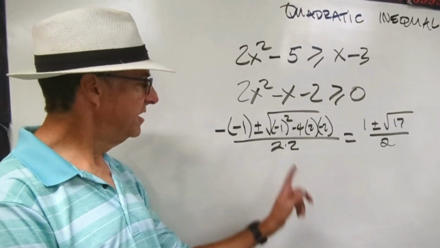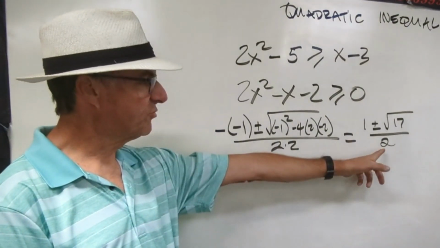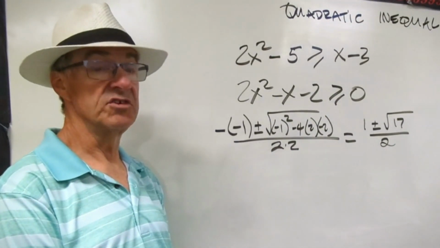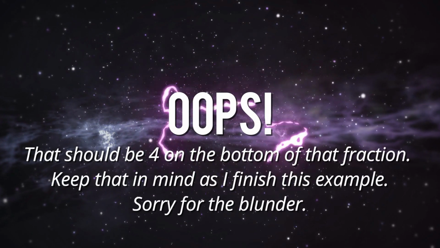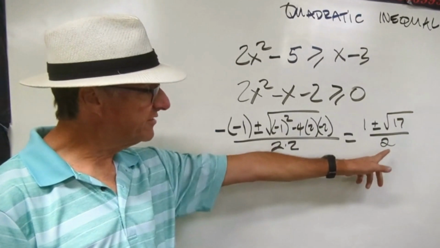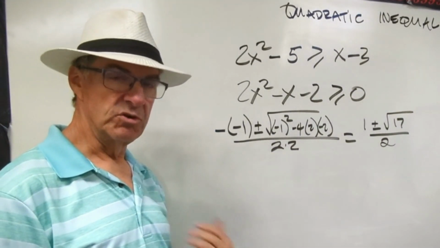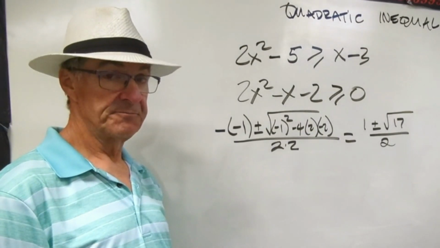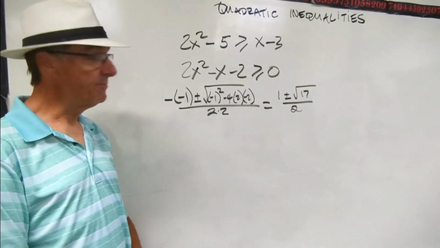All right, here's what I get. There's my plug-in step. And then I reduce that all the way down to just 1 plus or minus root 17 over 2. Now, if you didn't get that result, check your plug-in step, make sure you did that right, and then when you're satisfied, come back.